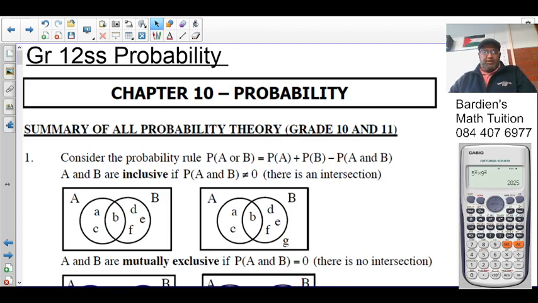Okay, good morning class. So at this point we're looking at probability.